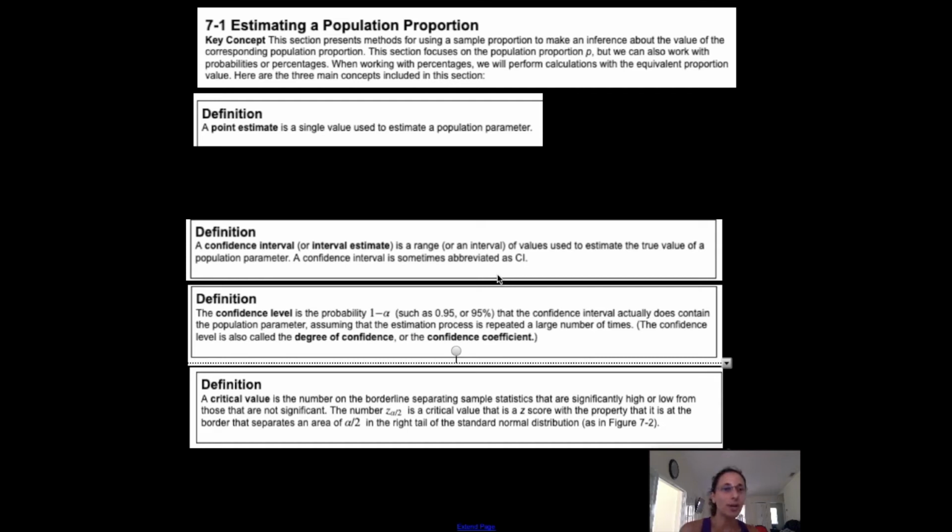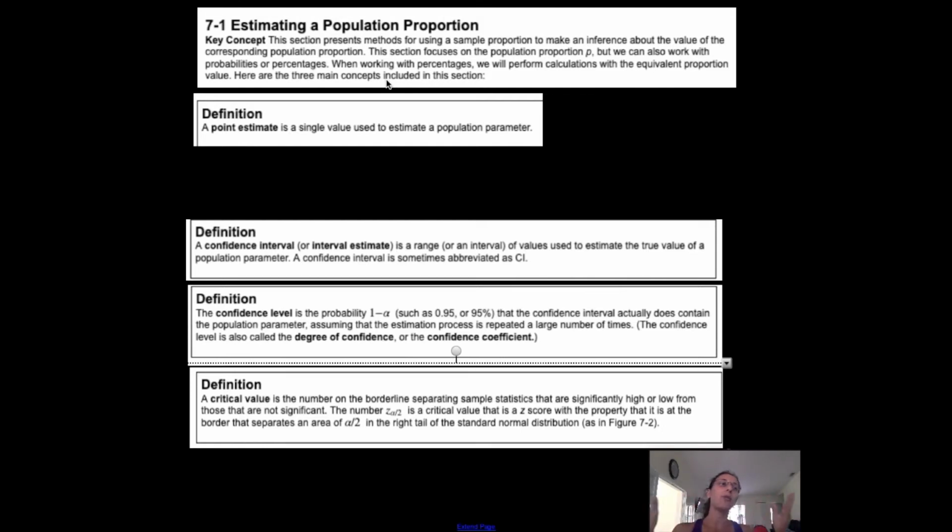We are talking about Chapter 7, and Chapter 7 is all about estimating population parameters, okay? So, key concepts. All right, the first section we talk about is estimating population proportions.